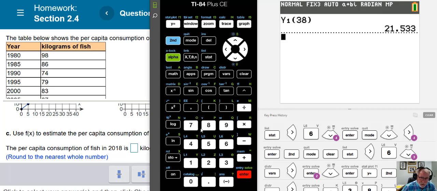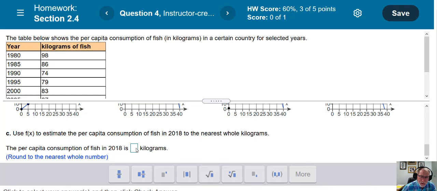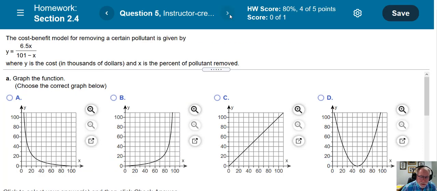Now again, the other option is for you to literally type that with a 38 in place of the x. And I'm not going to take the time to do that. I think you can handle that on your own. However, notice it says in the instructions to round to the nearest whole number, which means for this problem that would be 22.